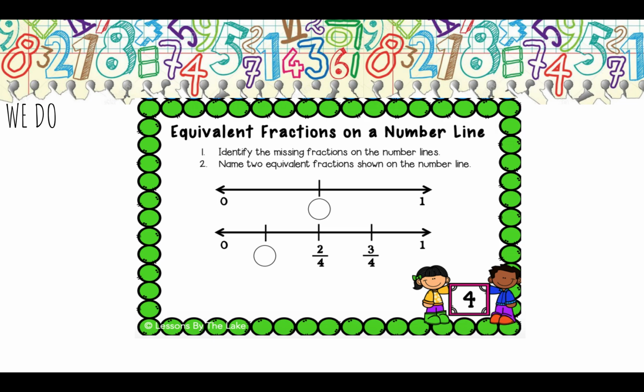Same instructions. First step is to fill in the missing fractions. On the top number line here, I only have one line in between 0 and 1, and it's exactly halfway in between 0 and 1. So that must mean that that fraction is 1/2. Down below, my fractions are split into fourths. I have 2/4 and 3/4, so that must mean that my first fraction here is 1/4.